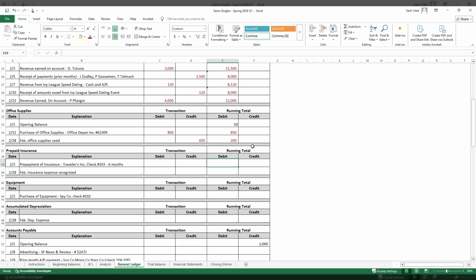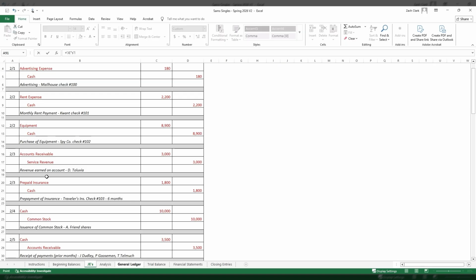Okay, let's go on to prepaid insurance. We had no beginning balance in prepaid insurance, so we're just going to get right into the journal entries during February. The first transaction here, on the 3rd, was that we made the prepayment for those 6 months.